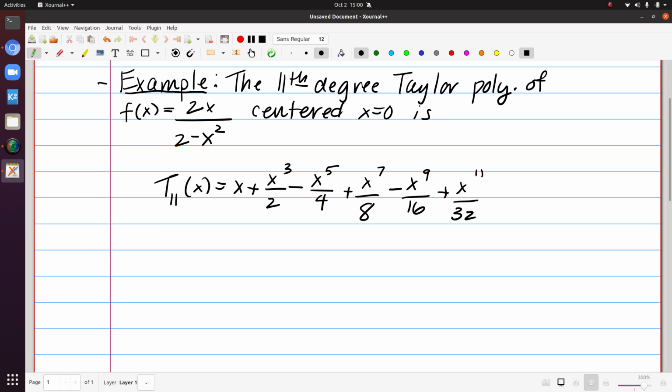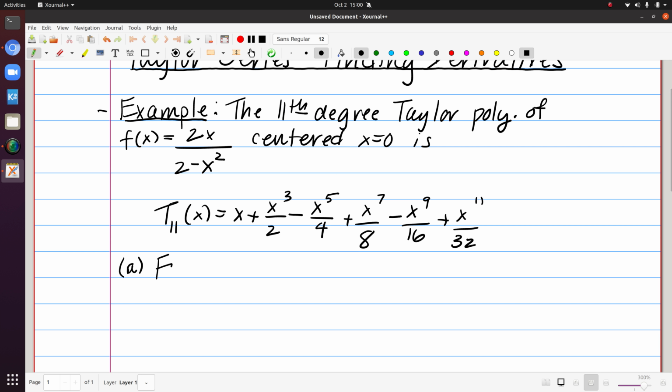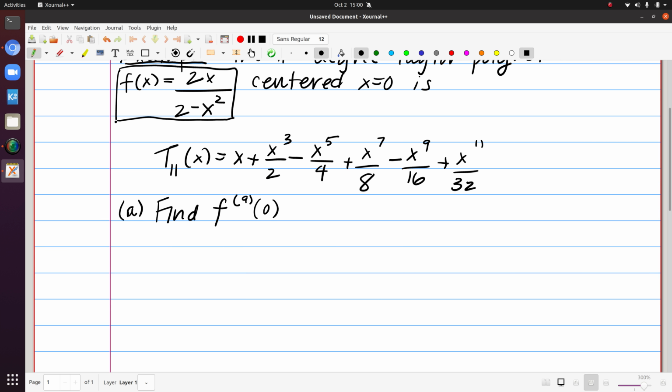Then we could answer a few questions simply from having the information of this Taylor polynomial. First of all, find the 9th derivative of the function f of x centered at 0. Of course, one way to do this is to simply take 9 derivatives of the given function f of x, right? We know what that is right here. But you're going to quickly see that that becomes very tedious. Even from the start, we'd have to have the quotient rule, and then the derivatives would grow in complexity.